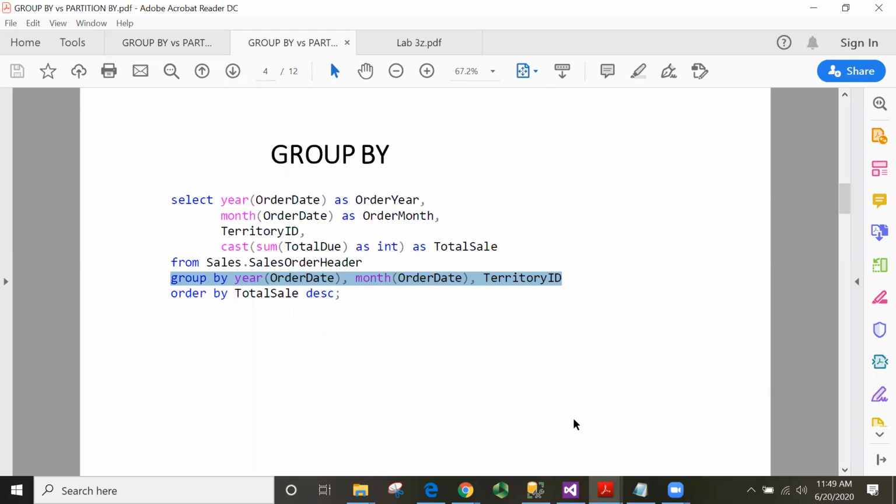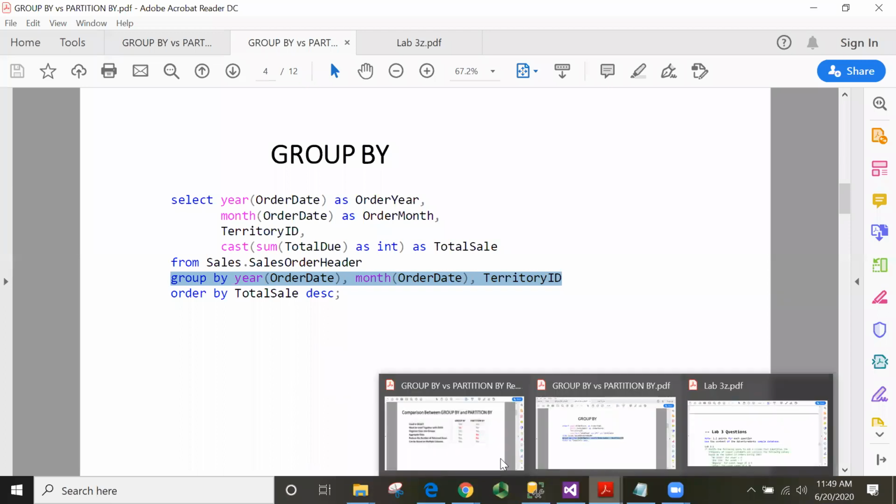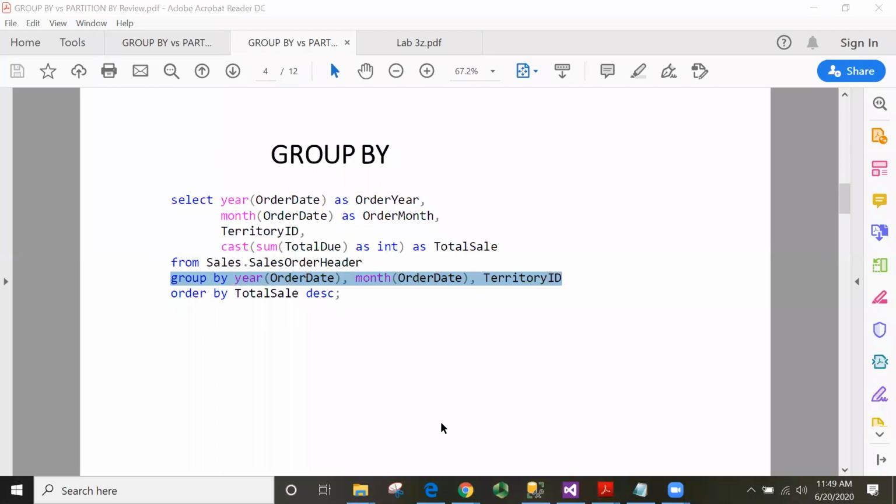Okay, a lot of excellent input in the chat box, and thank you for your feedback and thank you for your input. Next, we have our second exercise.